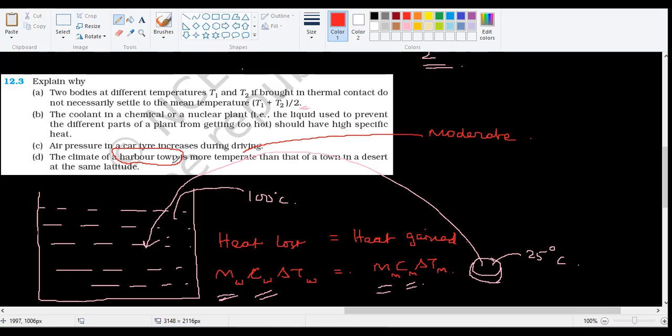Whereas if you go to Rajasthan or somewhere, in the morning it will be around 45 degrees, and in the nighttime it will be 5 degrees or 0 degrees. Has anybody been to Rajasthan or somewhere? Yes, sir. So that's what they're asking here.